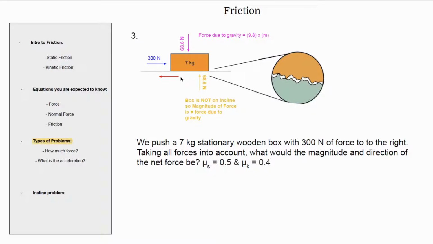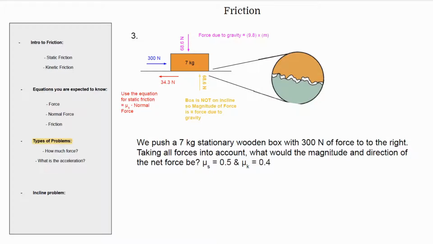Next, with all this information, we can try to find the friction force, because if you recall, friction force is either static friction times the normal force or the kinetic friction times the normal force. And since the box is stationary, we use the static friction. So we multiply the static friction by the normal force to get the force due to static friction when we push the box to the right. We get a value of 34.3 newtons.